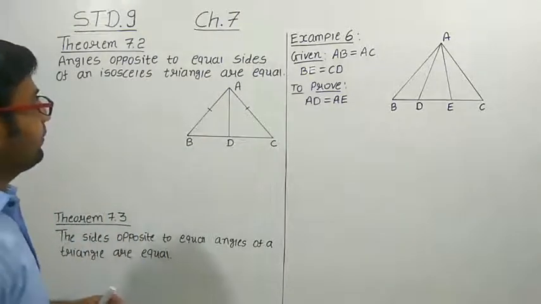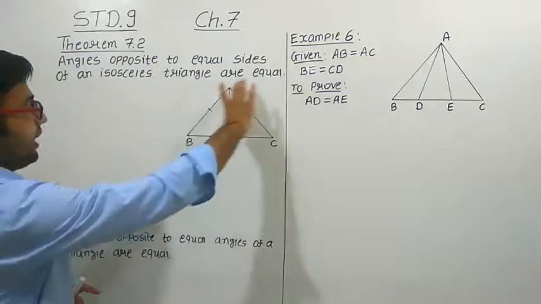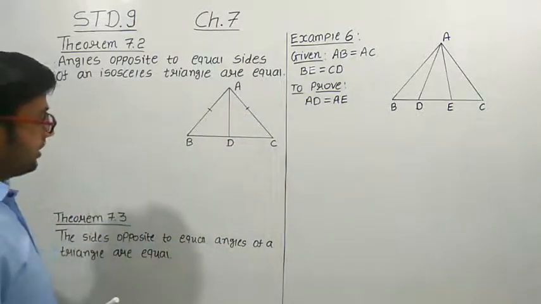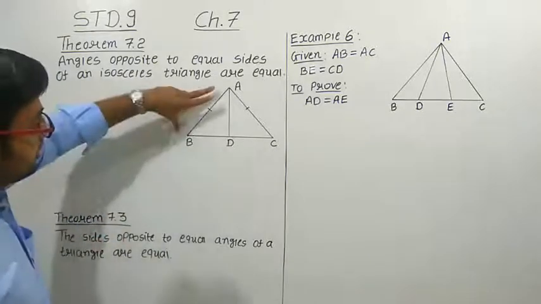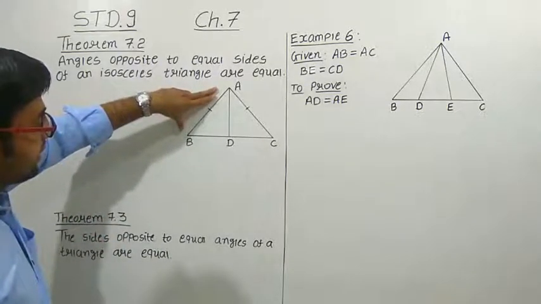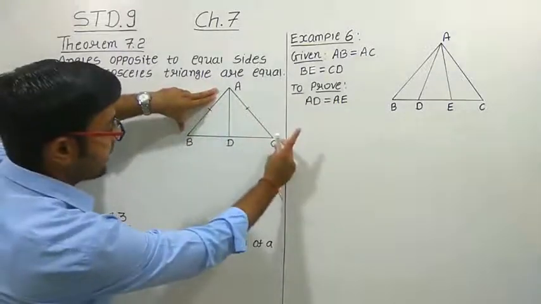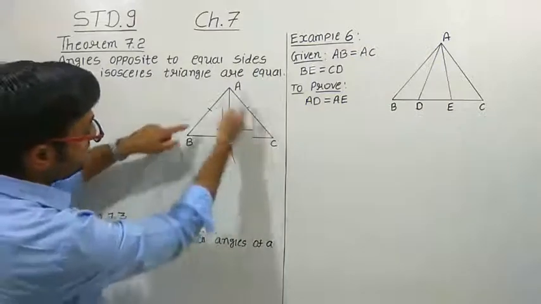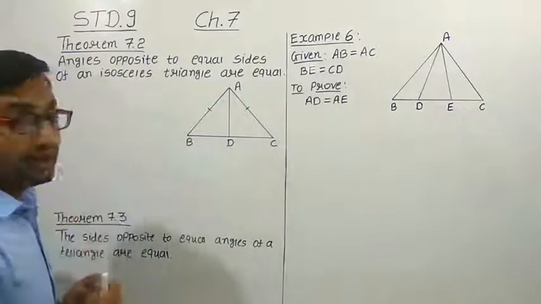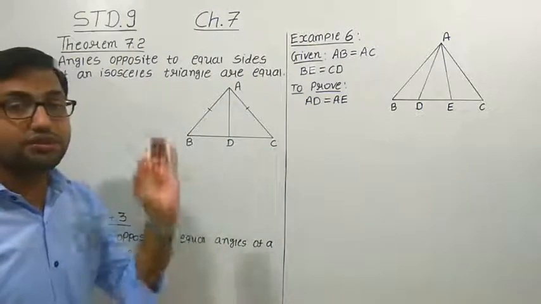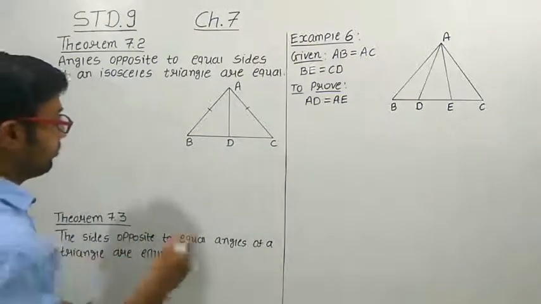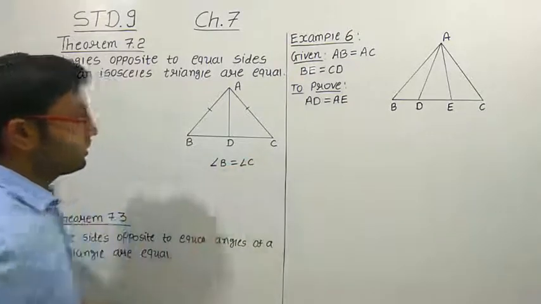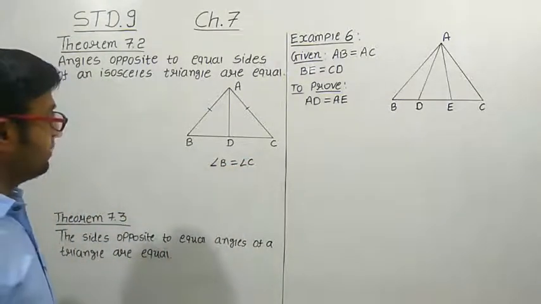That means if here we are given that sides AB and AC of triangle ABC are equal, then the opposite angle of side AB is angle C, and the opposite angle of side AC is angle B. That means B and C must be equal, right? So what we have to prove here is that angle B is equal to angle C.